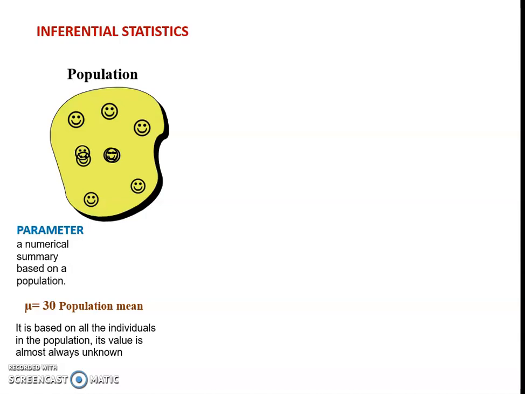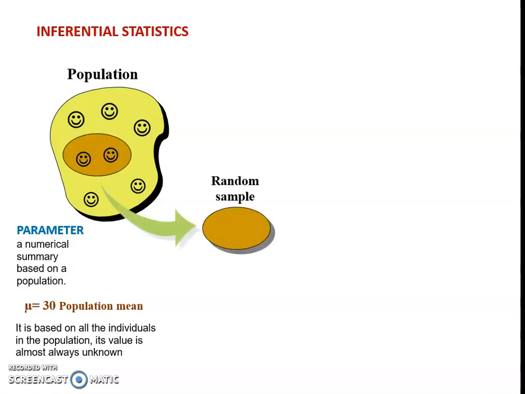Let's assume that mu in this example is 30, which is unknown. And to estimate mu, what we do is we take a random sample from the population. And from this random sample, as we did earlier, we calculate descriptive statistics. Let's assume that the sample mean for this random sample is 20. And we show a sample mean as x bar, y bar, z bar.